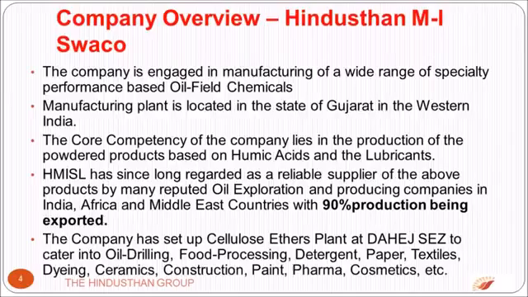We have our manufacturing plant, where we manufacture powdered products based on humic acids and lubricants, and we are regarded as a reliable supplier of these products to producing companies in India. 80% of our production goes into the SEZ for producing products for processing, detergent, paper, textile and paint.